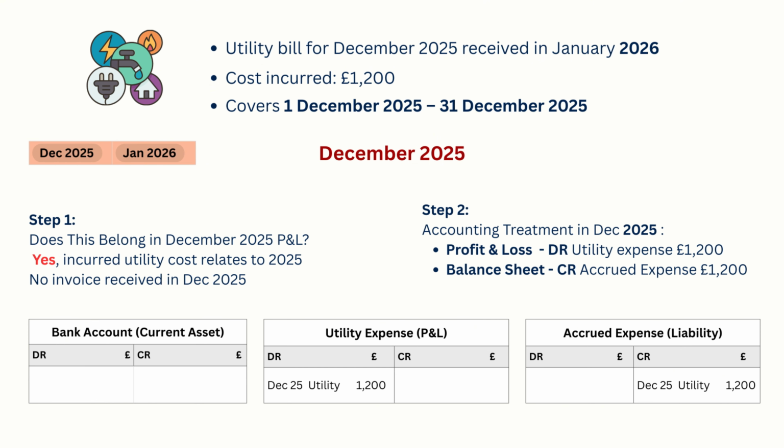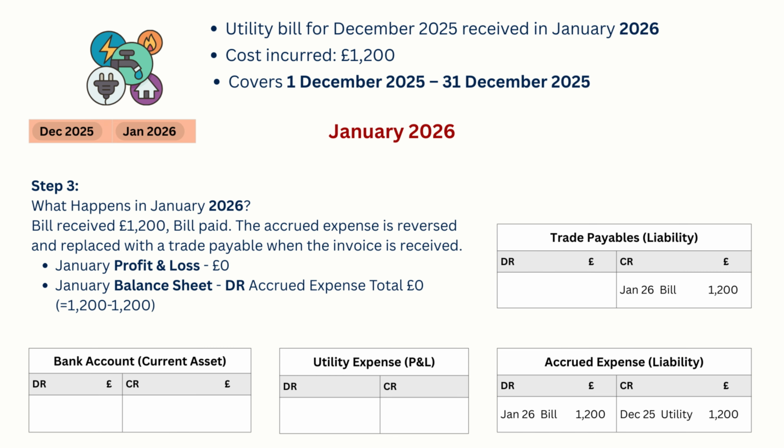In December, we debit utility expense £1,200 in the profit and loss and credit accrued expense on the balance sheet. This shows that we have recognised the cost and recorded a liability. In January, when the supplier invoice arrives, we now have an official document. There is no profit and loss impact in January 2026 because the expense was already recognised in December.